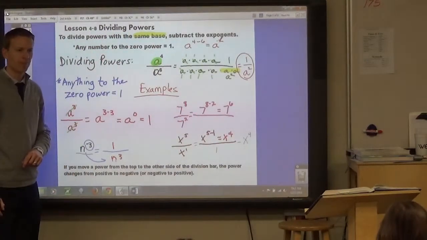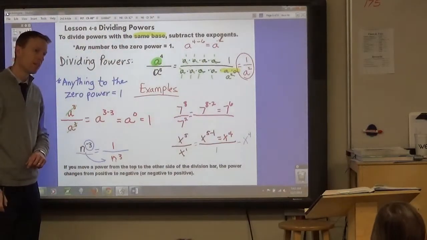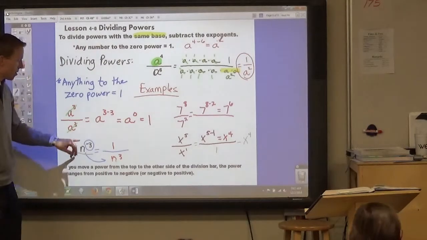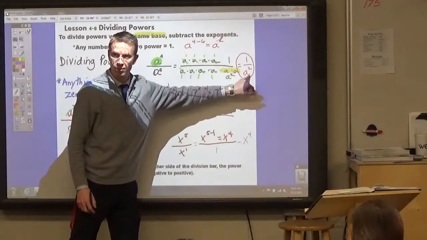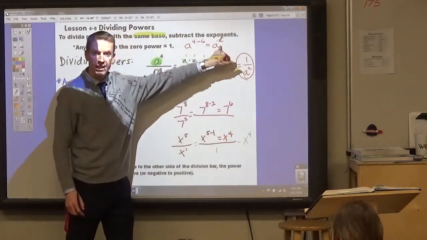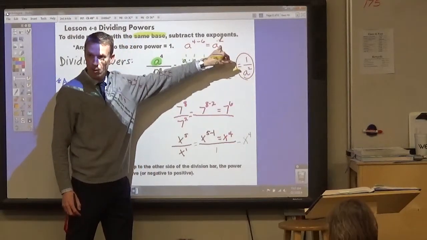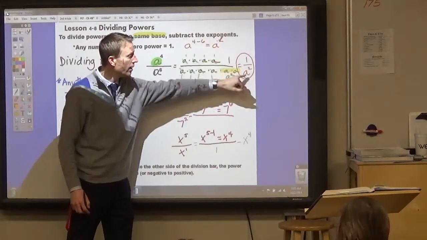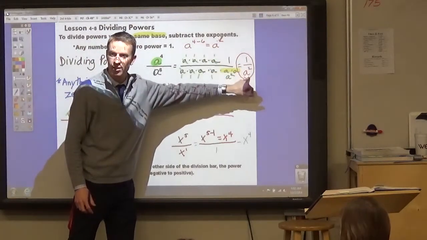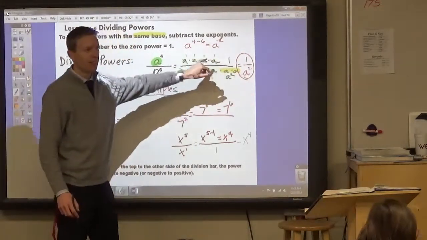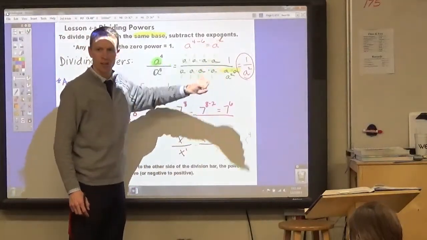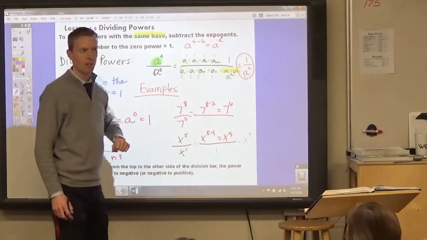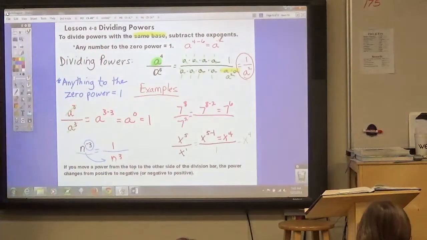Now, what does that mean? Well, it means 1 over A to the 2. It means that we're going to take the A to the negative second power and we can put it into the denominator. Or it's the reciprocal of A squared. The reciprocal of A squared is A to the negative second power.